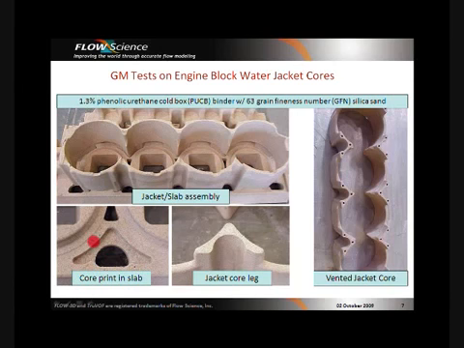1.3% PUCB, which stands for phenolic urethane cold box, was used as the binder for these simulations. And the silica sand used in the core had a grain fineness number of 63.